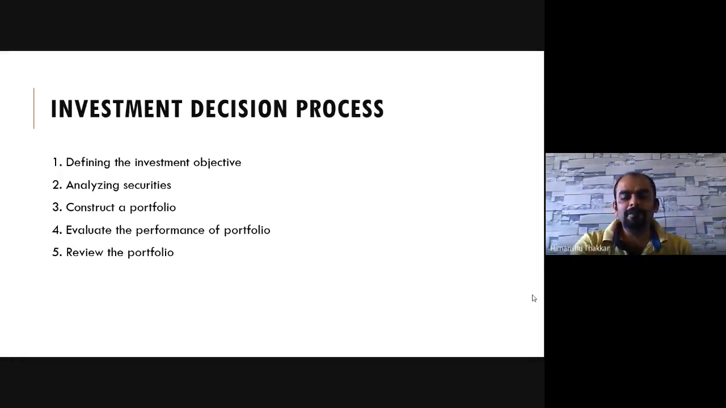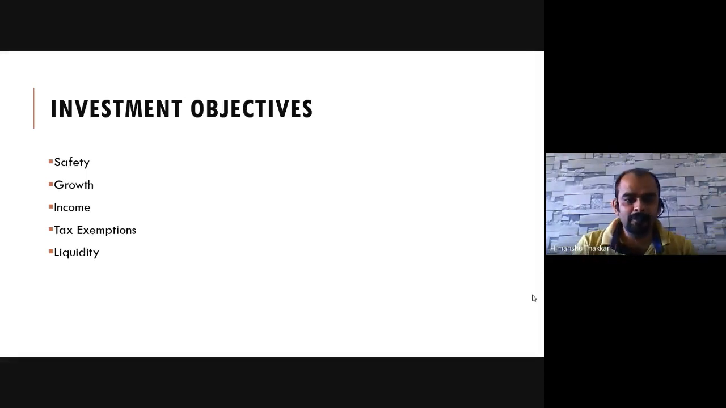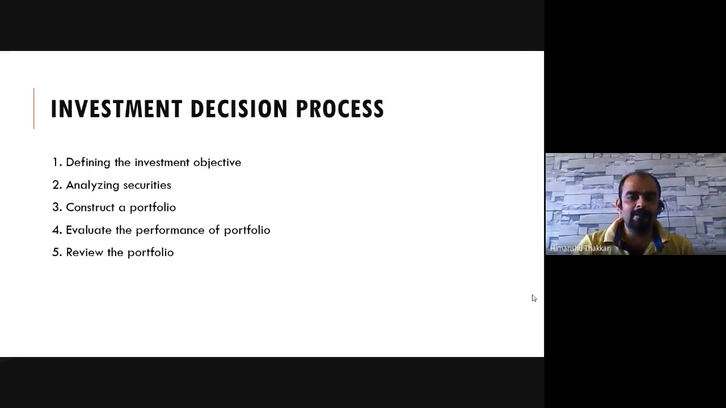First you need to decide the objectives. We have seen all these objectives so far. Depending on your objective, you need to decide what are the vehicles that will suit your objectives. So define the investment objectives, and then analyze the securities to decide where to put your money. It is always recommended, you must have heard many a time, do not put all your eggs into one basket, isn't it? You're not supposed to keep all your money in just one investment vehicle. Always try to diversify your investment portfolio.